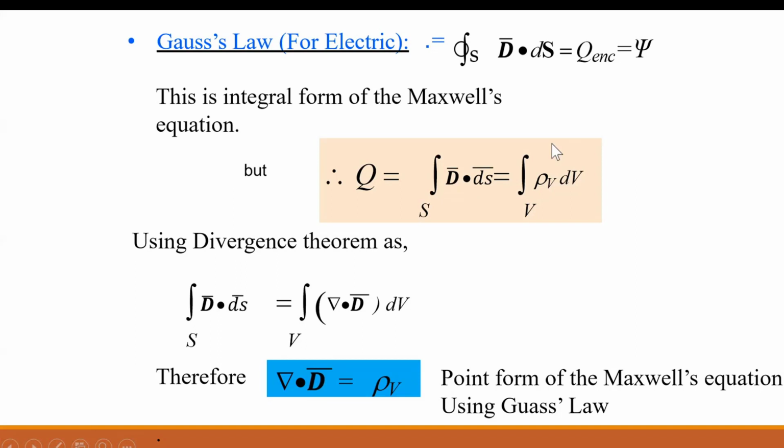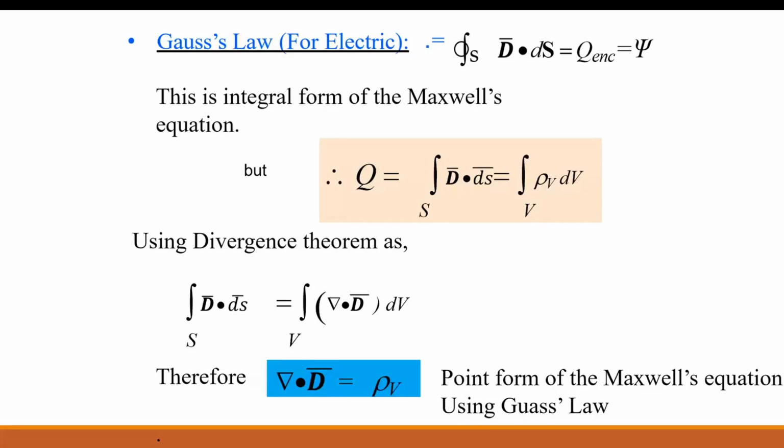Now we are going to reduce it to the point form, shortest form, right? So we can use the divergence theorem. Now, as there is a surface integration and volume integration, we can use divergence theorem, because we already know that it is relating surface integration to the volume integration.